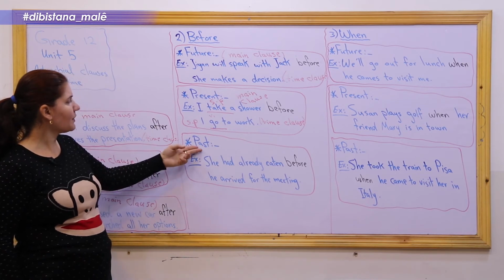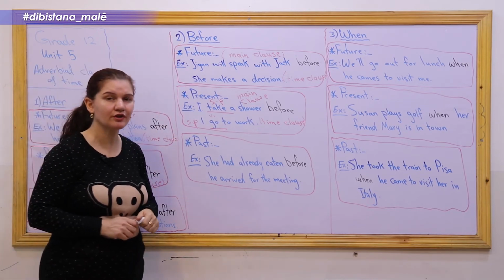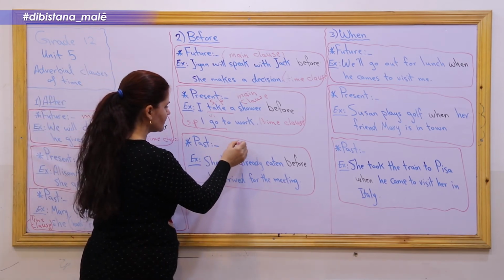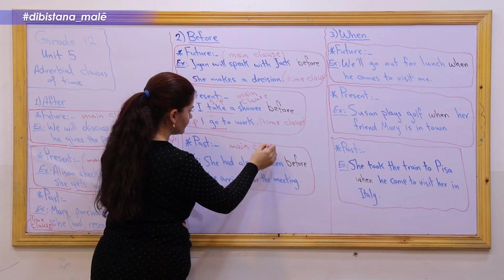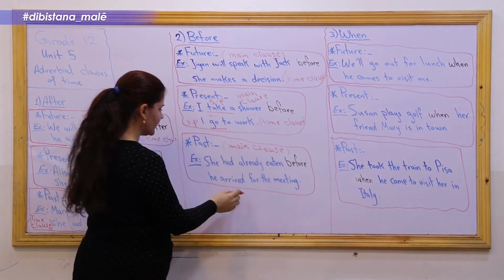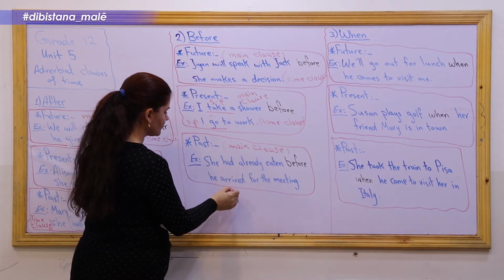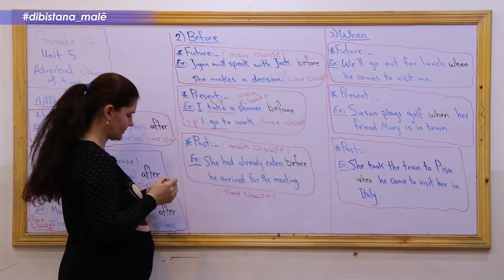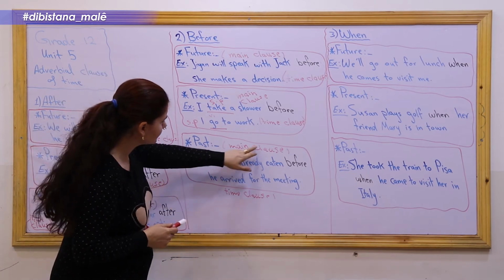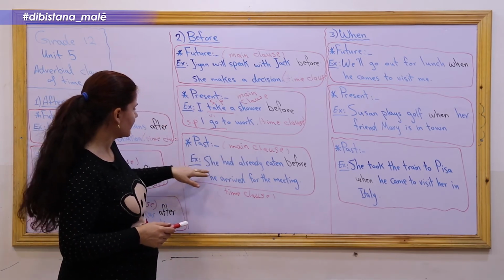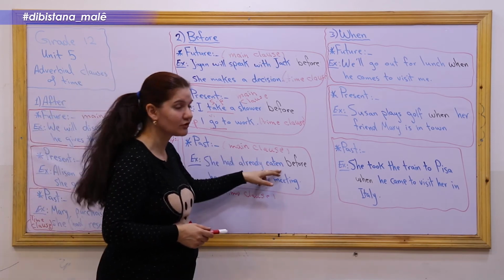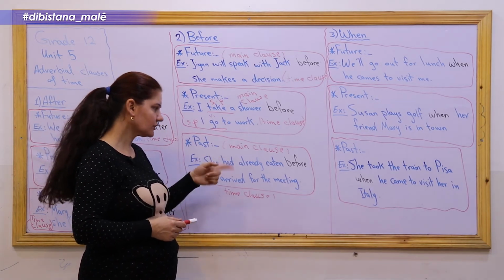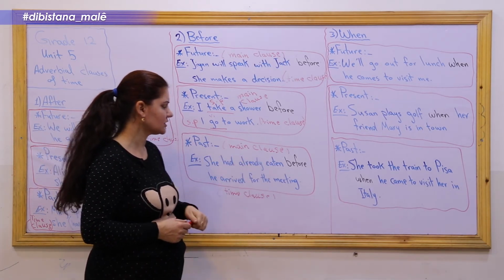Now, let's move to the past. Before. How can we use before in the past? In the past, here we have the main clause, and here we have the time clause. Let me read the example. She had already eaten before he arrived for the meeting. She had already eaten before he arrived for the meeting.